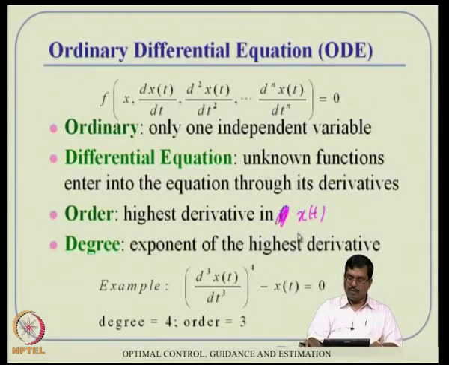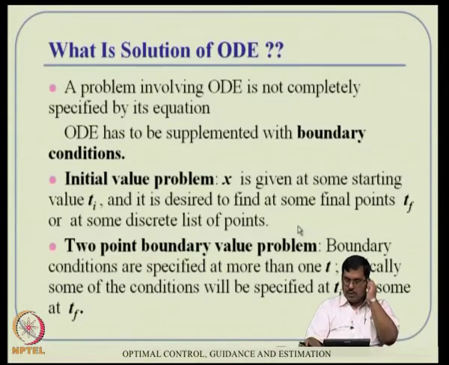These are simple concepts here. Alright, what is the solution of an ODE then? A problem involving an ODE is not completely specified by the equation alone. You have to talk about some boundary conditions, namely the initial conditions, and typically you do not call them initial conditions because the condition can be given at any point of time. It need not be only given at t0, it can be given at tf also. You can integrate the equations both forward as well as backward using negative delta t, that is also okay.